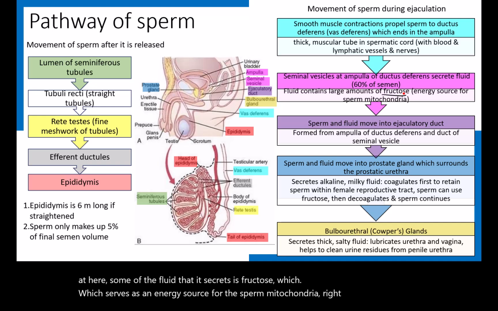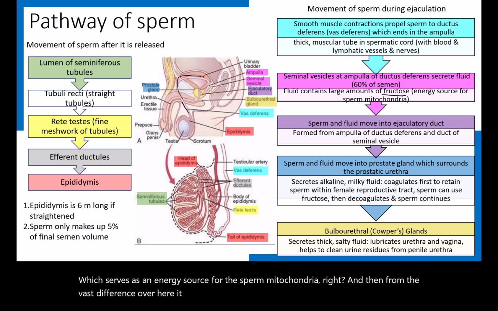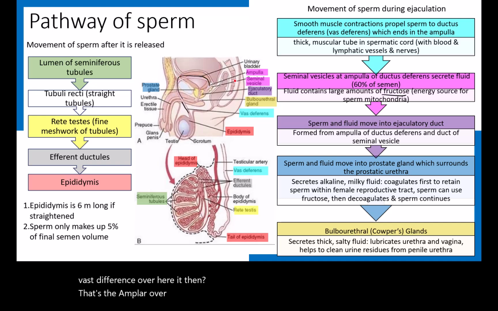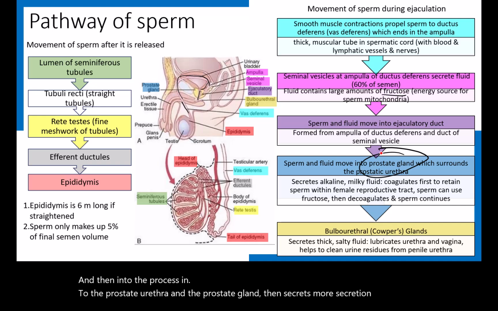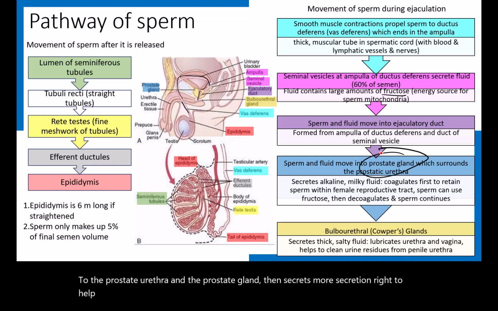And then from the vas deferens over here, that's the ampulla, it then moves into the ejaculatory duct and then into the prostatic urethra, and the prostate gland then secretes more fluid, right, to help with the transport of the sperm out of the male reproductive tract into the female reproductive tract.